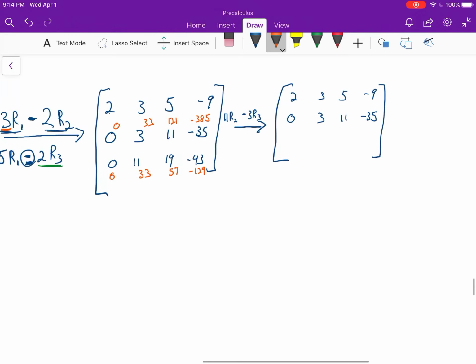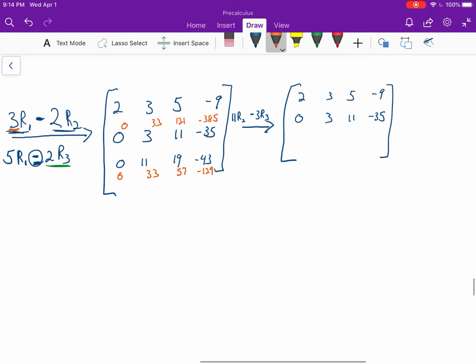All right, let's subtract these, because we are subtracting. 0 minus 0 is 0. 33 minus 33 is 0. Those were our two easy ones. 121 minus 57 is 64. So this is 64 here.